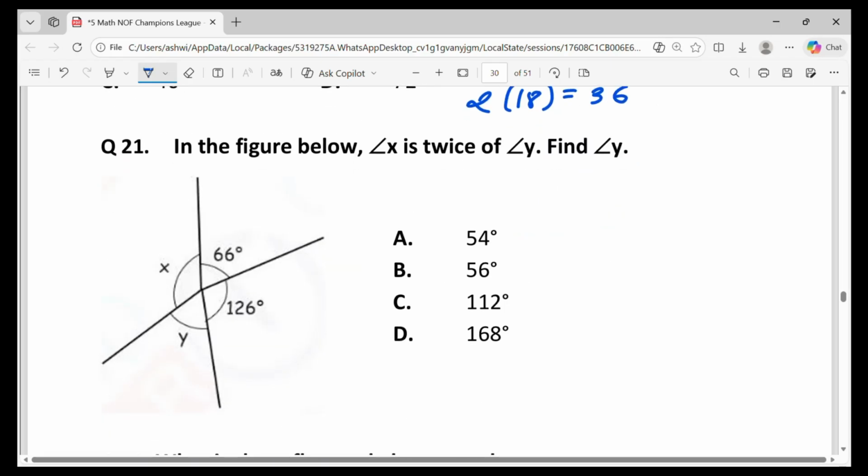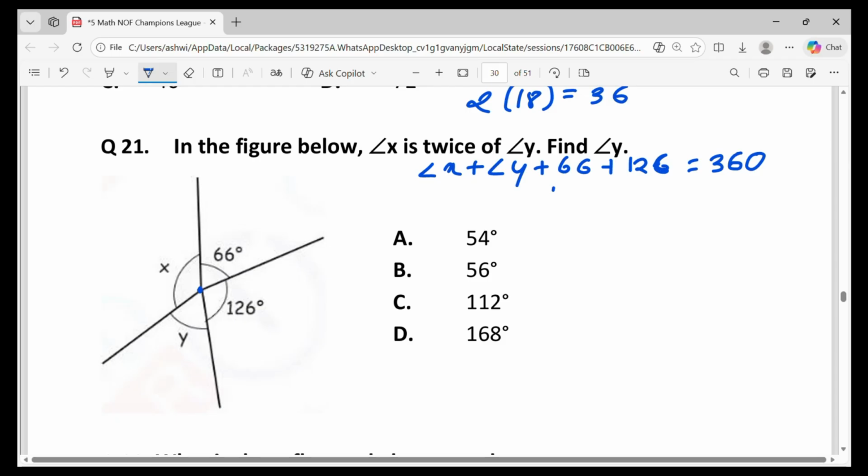Question 21. In the figure below, angle x is twice of angle y. Find angle y. The sum of all angles around the point is equal to 360 degrees. So we can write angle x plus angle y plus 66 plus 126 is equal to 360 degrees.